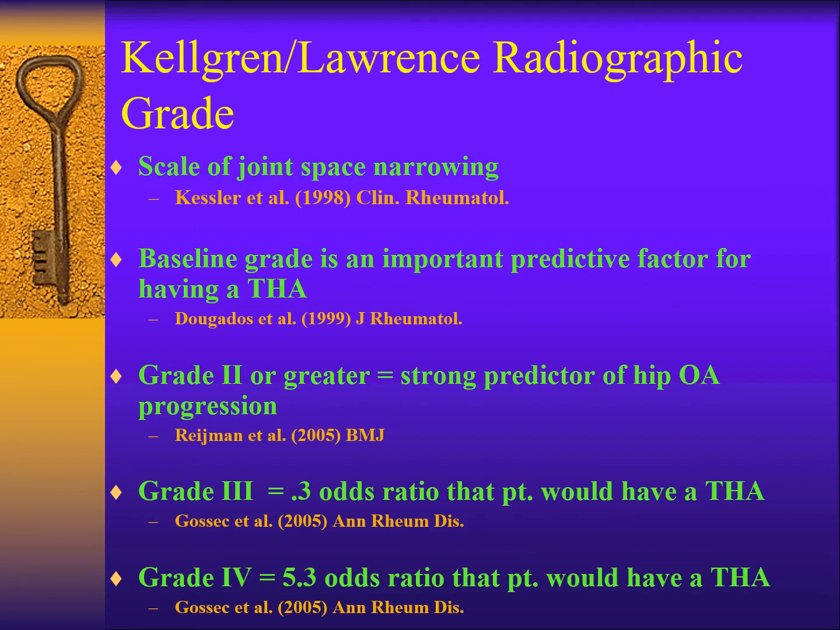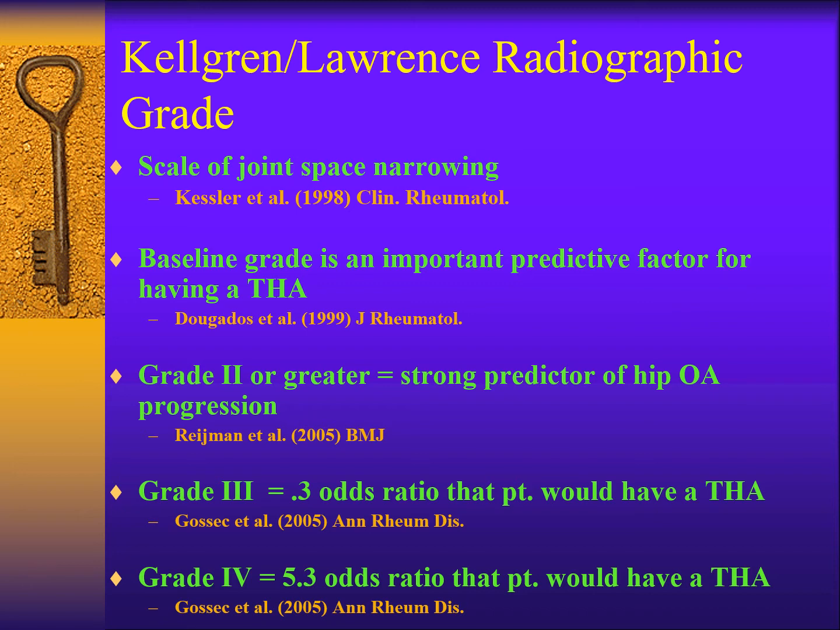As I mentioned in the last slide, the baseline Kellgren-Lawrence radiographic grade that an individual has is going to be important as a predictive factor for folks who are going to have to move on to operative management, total hip arthroplasty, or THA. Grade 2 or greater is a strong predictor that the hip OA is likely going to progress, especially in individuals a little bit younger. But as we look at grade 3 and grade 4 especially, the odds of an individual having a total hip arthroplasty go up significantly, especially with a grade 4. So again, the Kellgren-Lawrence radiographic grades are important.